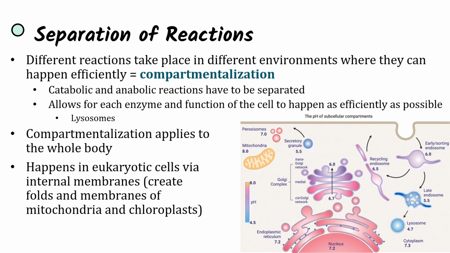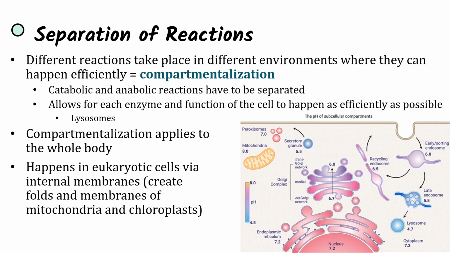Second of all, it allows for each enzyme and function of the cell to happen as efficiently as possible. Because first of all, you're keeping it separate from the rest of the cell, and second of all, you're allowing it to have its ideal range of temperature, ideal range of pH, and ideal range of salinity in order to function as best as possible when you keep it enclosed within its own membrane.